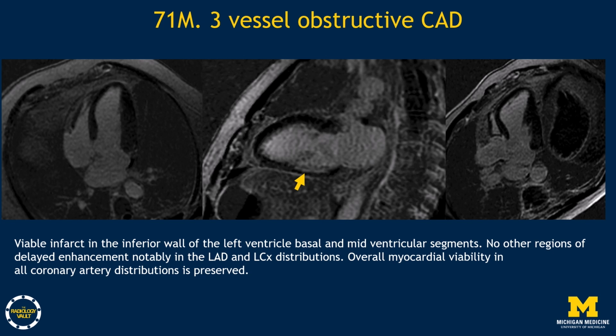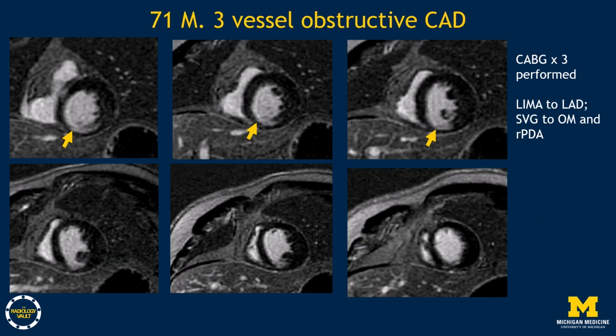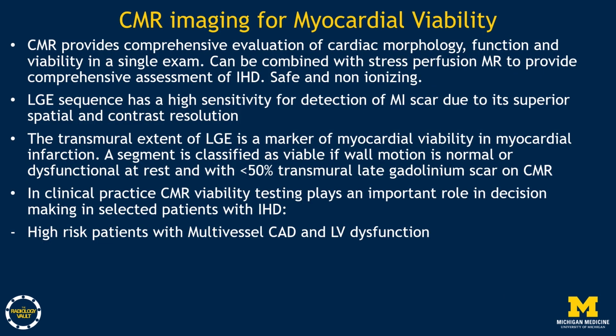The patient underwent a 3-vessel coronary artery bypass graft. Short axis images show the scarring in the inferior wall of the left ventricle, less than 50% transmural thickness. 3-vessel CABG was performed, LIMA to LAD, saphenous vein graft to obtuse marginal branch, and a further saphenous vein graft to the PDA. To summarize, cardiac MRI provides comprehensive evaluation of cardiac morphology, function, and viability in a single examination.